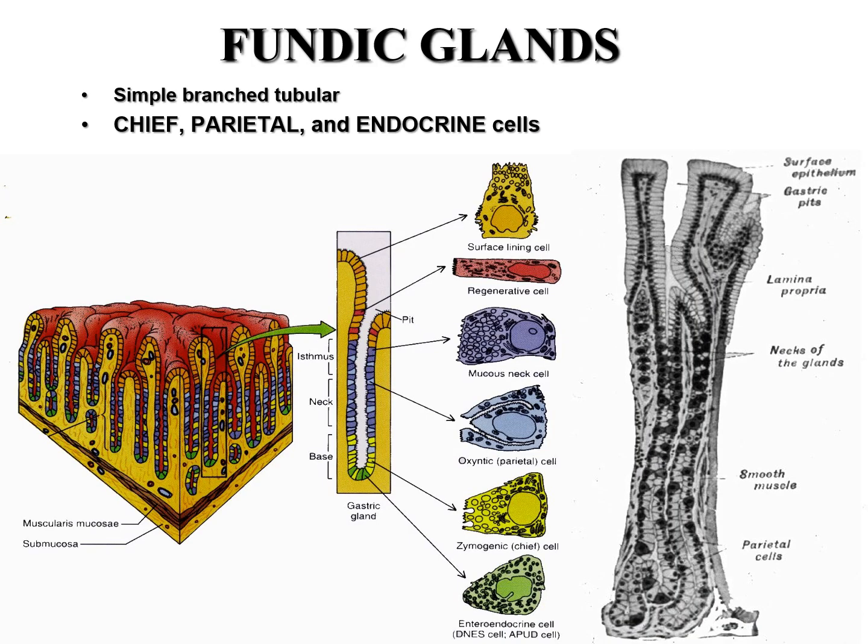So in the fundic region, we can see here, again, we have the surface epithelium, we have the gastric gland, but very important, in the fundic region, we have the oxyntic and the zymogenic cells, the parietal cells and the chief cells. The parietal cells are responsible for production of the hydrochloric acid, whereas the zymogenic cells are responsible for production of the pepsinogen. These cells, the parietal cells and the chief cells, are only found in the fundic region.